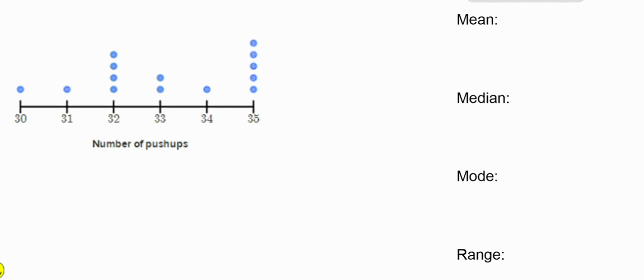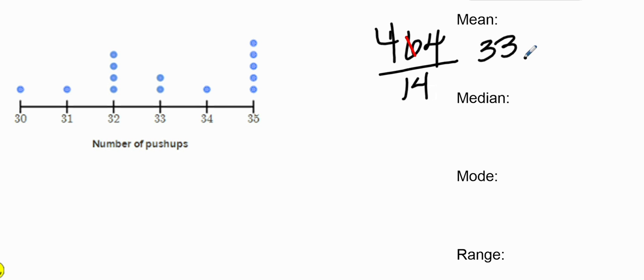So my total was 464. Now I need to count how many dots there are, and that's what I'm going to divide by. So there's 1, 2, 3, 4, 5, 6, 7, 8, 9, 10, 11, 12, 13, 14. So there's 14 people that were surveyed that did push-ups. So I have 464 divided by 14, which gives me 33.1428571. I'm just going to round to the nearest hundredth, so 33.14. That would be my mean.